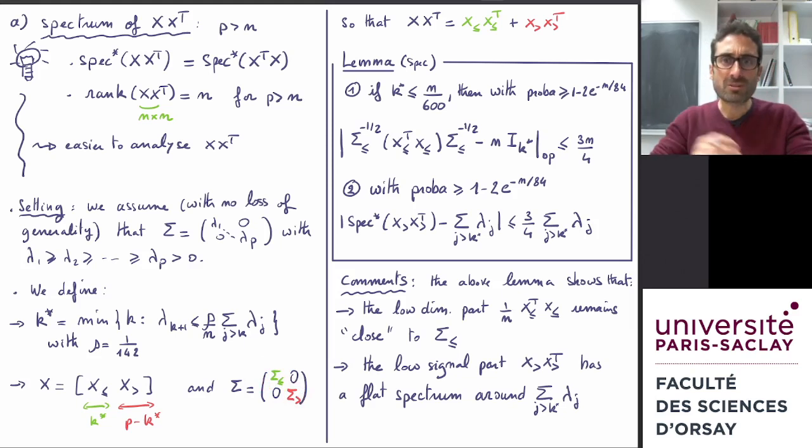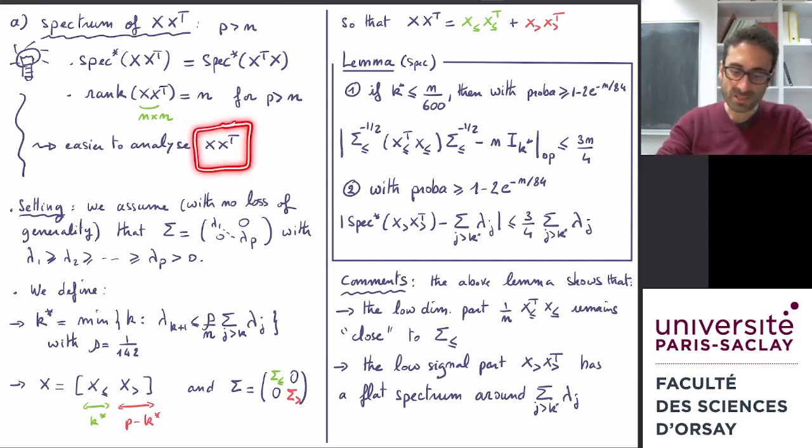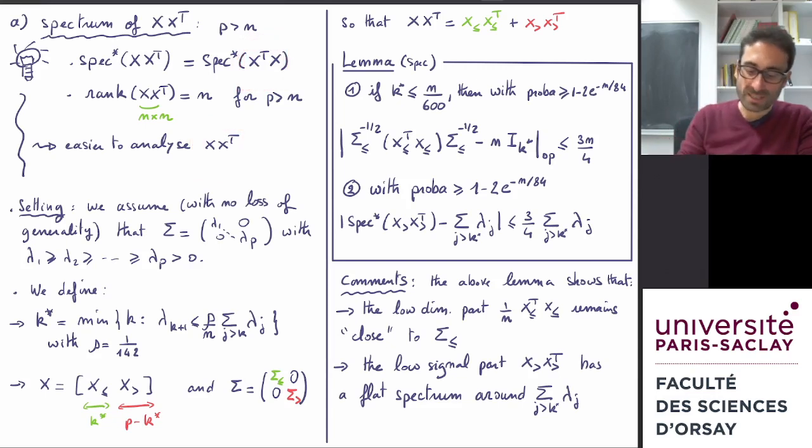And I will use this color green for the low dimensional part with high signal and red for the high dimensional part with small signal. So the signal refers to the amplitude of the eigenvalues. All right, so what we want is to understand this matrix in order to understand this matrix. So what we'll do is to look at what's going on for this part and for this part.